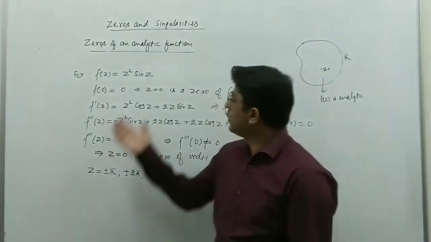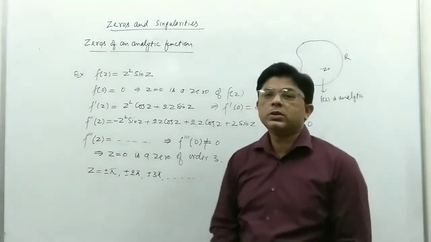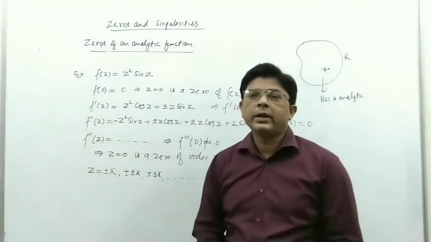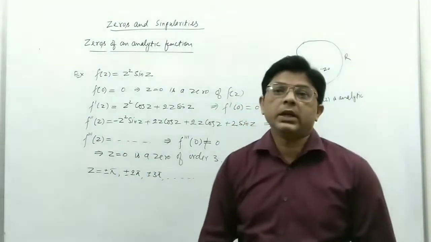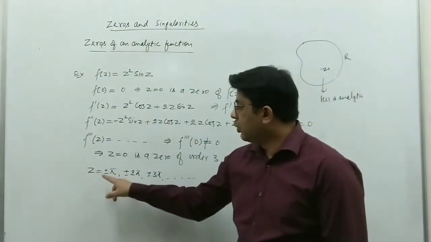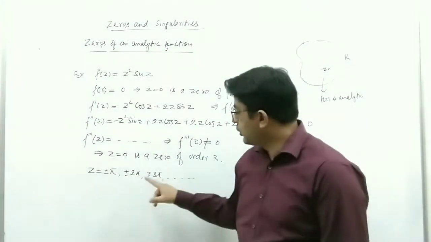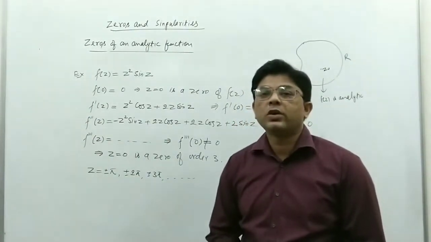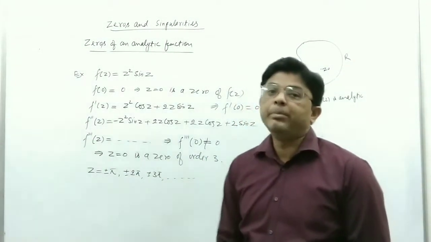And similarly at z equal to minus pi also, the first derivative is non-zero, z equal to 2 pi, z equal to minus 2 pi, at all these points the first derivative is non-zero. Hence we can say that these z equal to pi, plus minus 2 pi, plus minus 3 pi, they all are zeros of order 1, that is simple zeros.